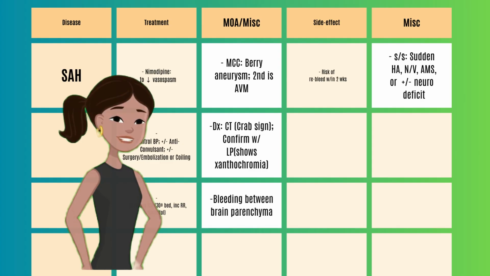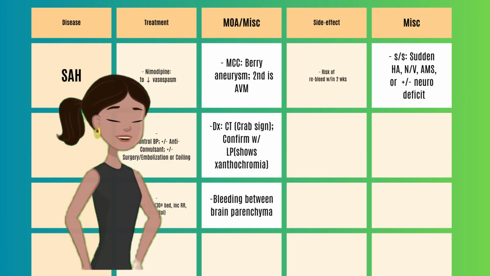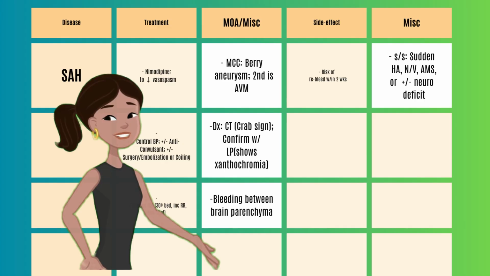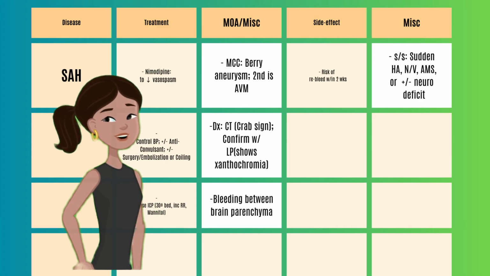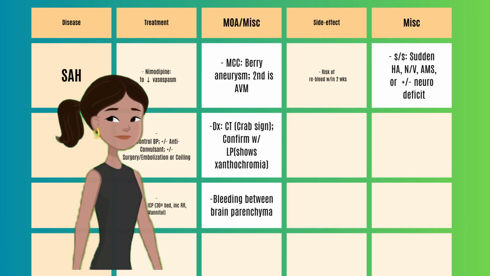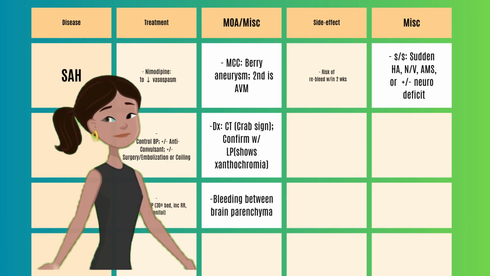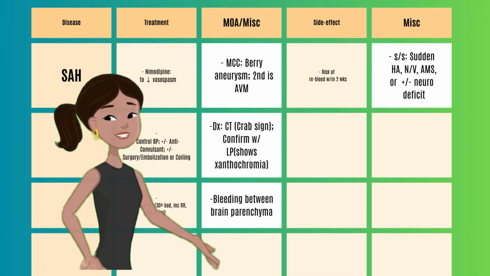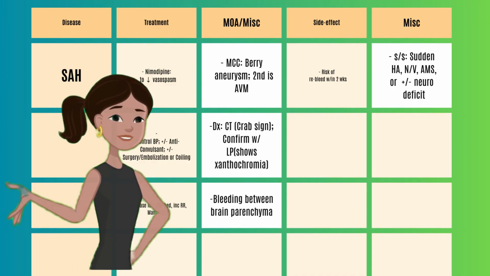Common clinical indicators of subarachnoid hemorrhage include a sudden onset severe headache, often described as a thunderclap headache, as well as headache accompanied by vomiting, confusion, or focal neurological deficits. The most common cause of SAH is the rupture of a berry, saccular, aneurysm. The second most frequent cause is an arteriovenous malformation, AVM.